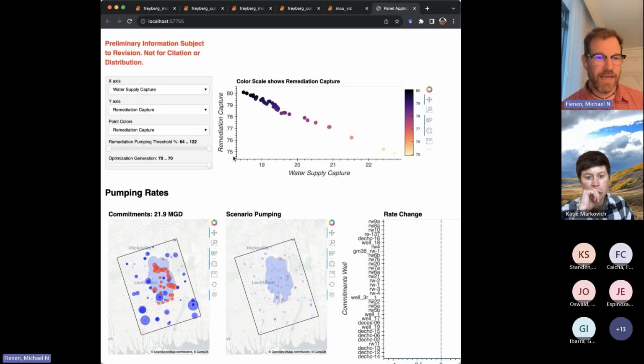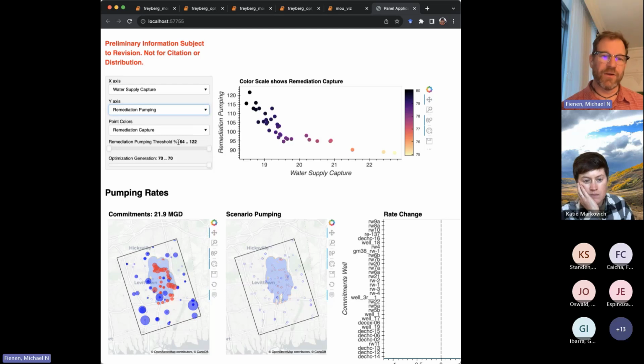And so if the remediation capture is low, then we're going to end up with a lot of water supply capture. And it just follows a line: increase remediation capture and almost linearly decrease water supply capture. So that's not terribly surprising. But if we want to look at this in kind of a Pareto way, what about if we look at the cost of the pumping? So not just the capture, but actually the amount of pumping, and you could think of that as the cost, right?